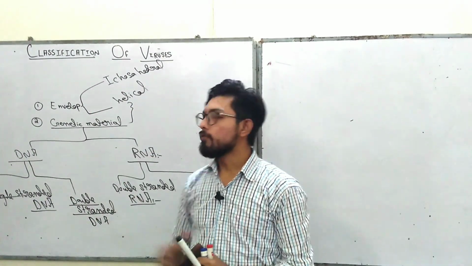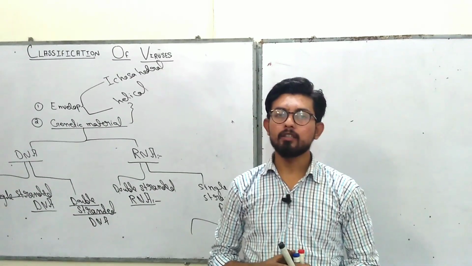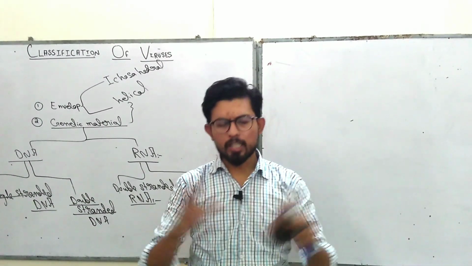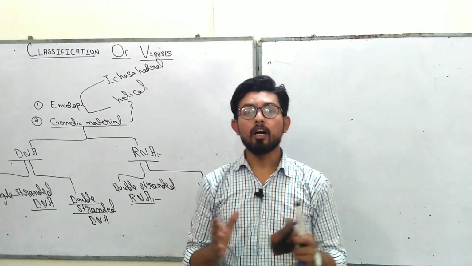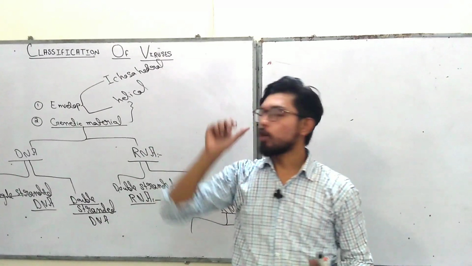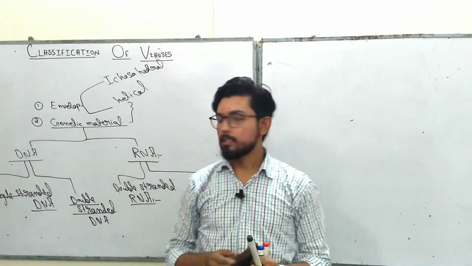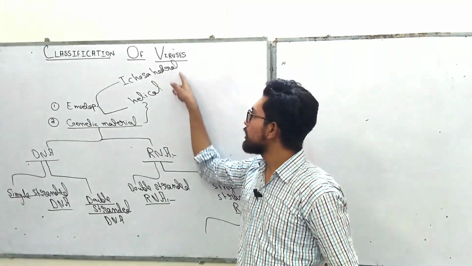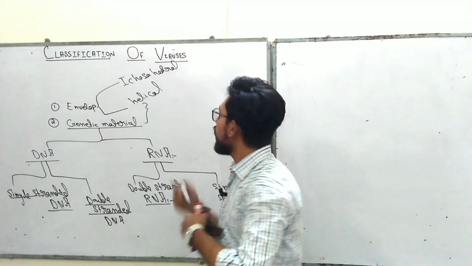Okay, first of all, viruses are classified on the basis of three things. The first one is envelope, second one is genetic material, and third one is size. And size is a very complex criterion to classify viruses and very hard to remember. In contrast, envelope and genetic material are normally used to classify viruses. So there are two types of envelope found in viruses. The first one is icosahedral and the second one is helical.